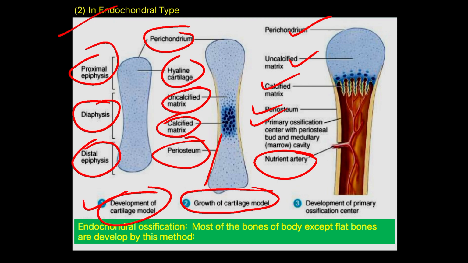will lead to the periosteal bud and medullary cavity, and then the nutrient artery is there. After that, we can see the development of the primary ossification center. In this way the endochondral type of ossification takes place. Most of the bones of the body except the flat bones are developed by this method.